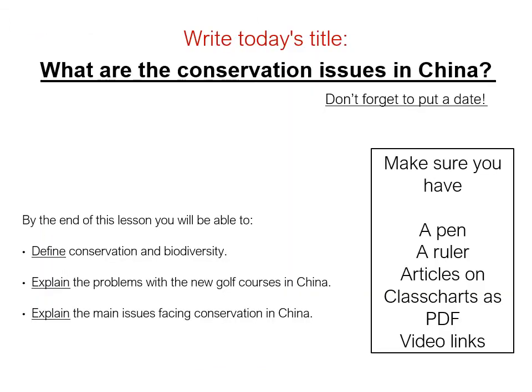So the title for today is: What are the conservation issues in China? And we're going to really skim the surface on this, just having a look at a few specific examples of conservation issues. If you're not sure what that means, well, we'll come to that in a minute. So make sure you've got the equipment. Please write the title, underline it, question mark at the end, put the date, and read through those 3 objectives. Pause the video. We'll move on to the next slide now.